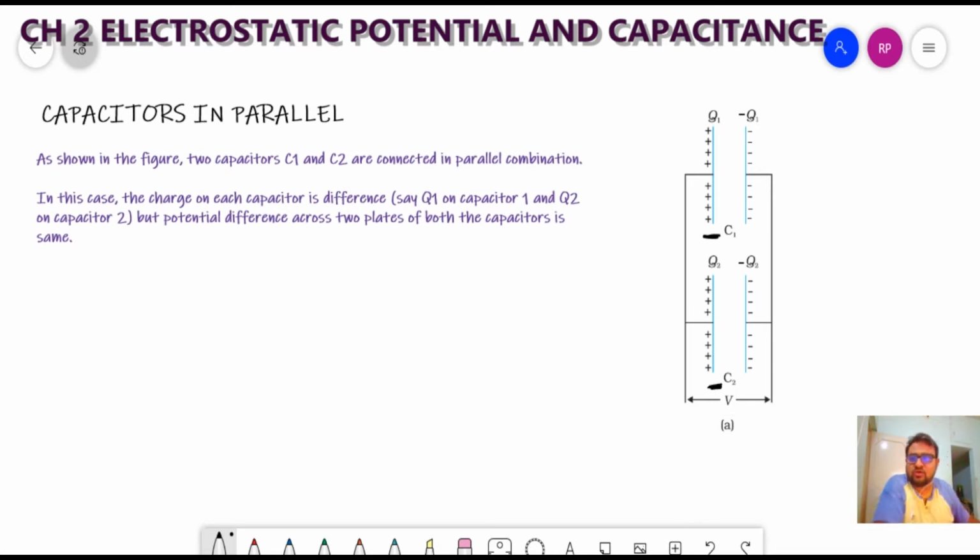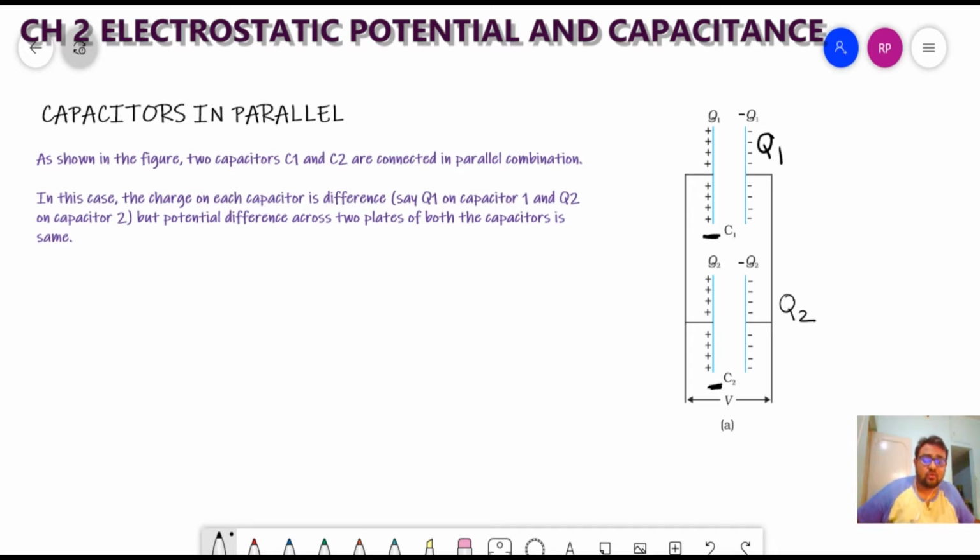Now see, the capacitors C1, C2 both are connected in parallel, right? Let's say that the charge on capacitor 1 is Q1 and the charge on capacitor 2 is Q2. See, one of the plates of the capacitor will be positively charged. Means if I take C1, then the first plate will be plus Q1, and on the other plate the charge will be minus Q1. And Q1 is called the charge of the capacitor. So C1 having charge Q1 and capacitor C2 having charge Q2.